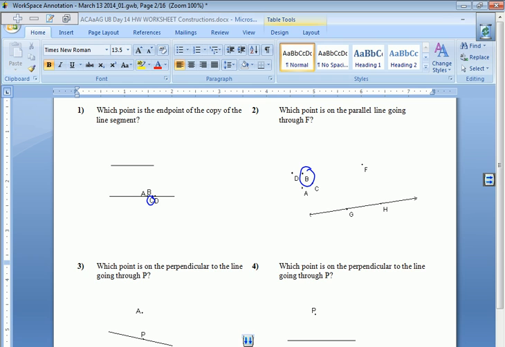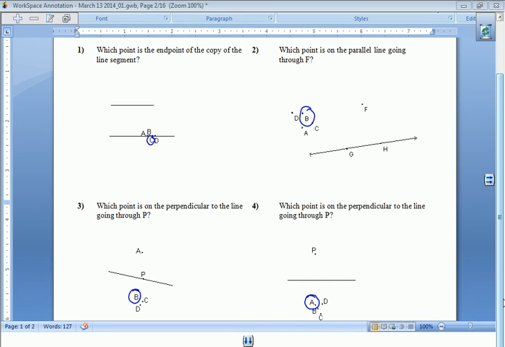All right. You may have checked some of these yesterday. This was on your constructions. I've circled the correct answer. The answers were also on the board yesterday, for those of you that were here.